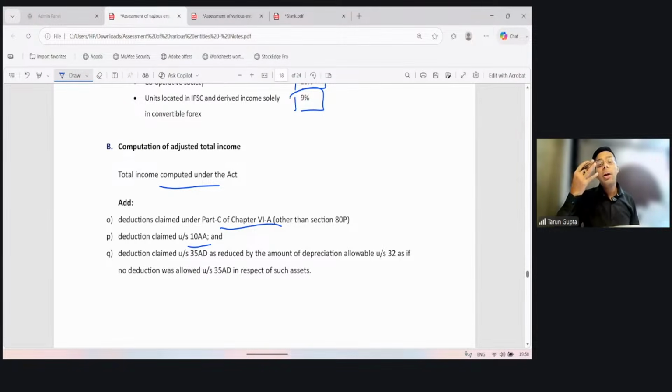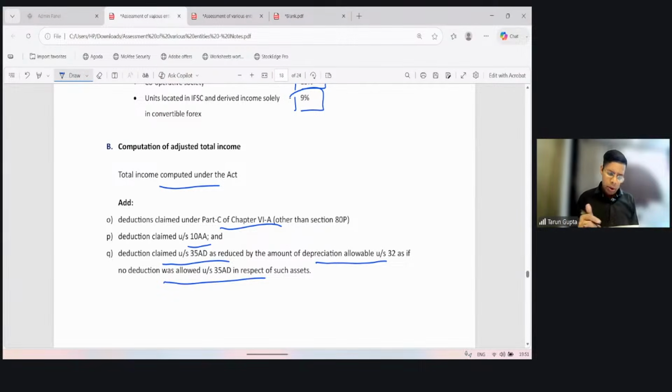But if you are not opting for 35AD, then even then, at least you will be allowed depreciation. So it says we will add back the 35AD deduction, but we will reduce the depreciation which you would have been allowed on such asset. The total income is increased by the deduction under Chapter 6A or 10AA or the deduction claimed under section 35AD, as reduced by the amount of depreciation allowable under section 32, as if no deduction was allowed under section 35AD in respect of such asset.